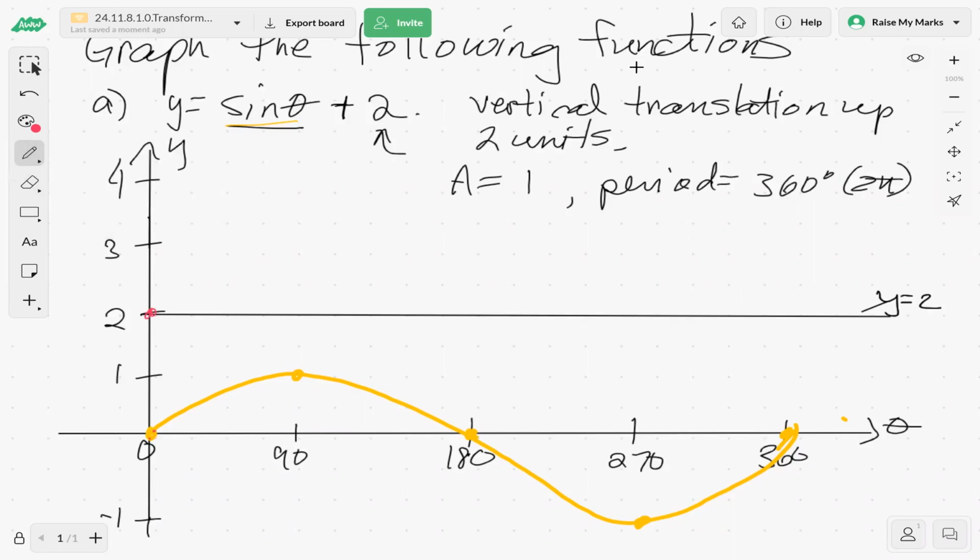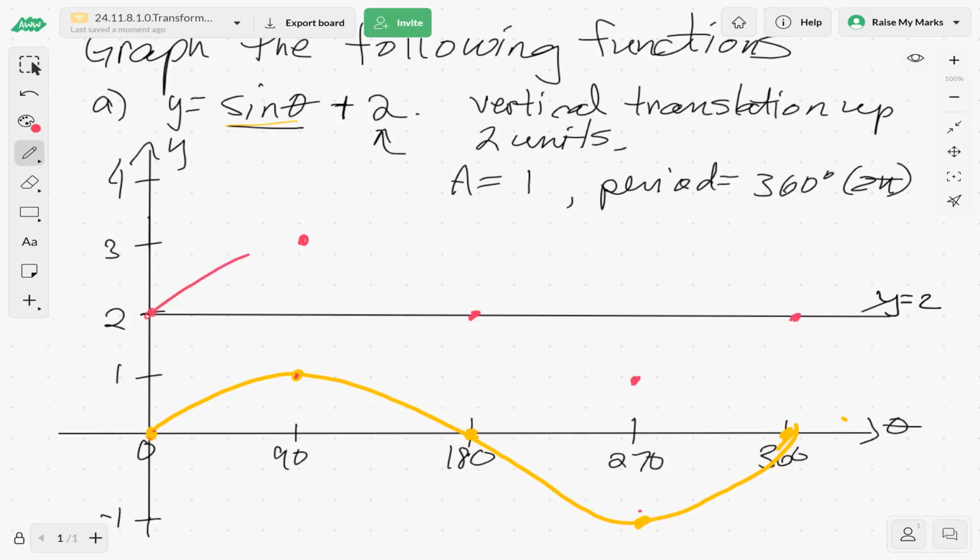When theta equals 90 degrees, we're at our maximum, that's shifted up 2 units to 3. When theta equals 180, we're back at our axis. When theta equals 270, we're at our minimum. So everything is shifted up 2 units to 1. And finally, when theta equals 360, we're back at our axis, which is this line, y equals 2.